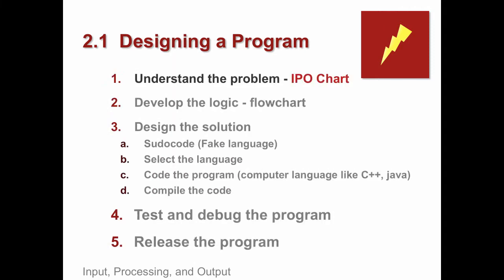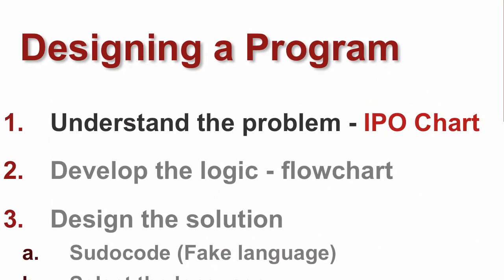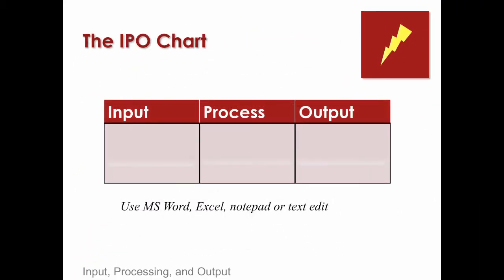So let's start by saying we're going to understand the problem, and we're going to talk about IPO charts. So what does an IPO chart look like? Well, it's a little box. It says, real simply, input, process, output. And this one, by the way, and most of the ones that you're going to do, are going to be created in Microsoft Word, in Excel, or in some kind of text edit program. They don't have to follow this diagrammatic form. In other words, they don't have to be a little table, but it's nice if they are.